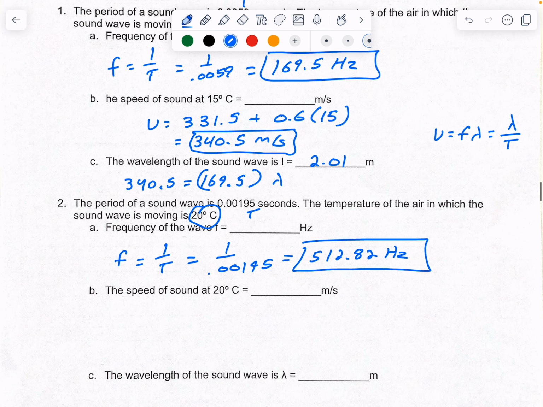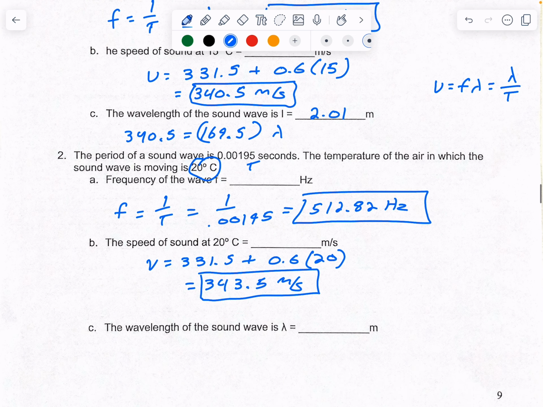B, what's the speed of sound at 20 degrees Celsius? V equals 331.5 plus 0.6 times my temperature, which is 20. And we're going to get 343.5 meters per second. Oops, my bad, so 343.5 meters per second.